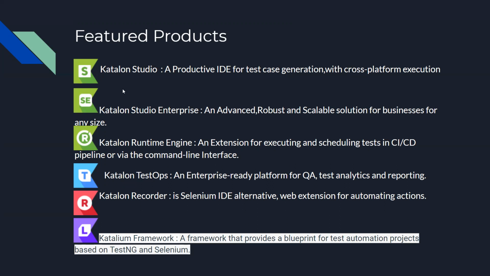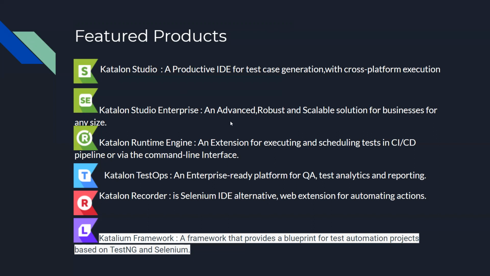The next product is Katalon Studio Enterprise. This is an advanced version of Katalon Studio, having more features than Katalon Studio, and it provides support for large projects and a scalable solution for businesses of any size. So it is basically an advanced and more featured product.